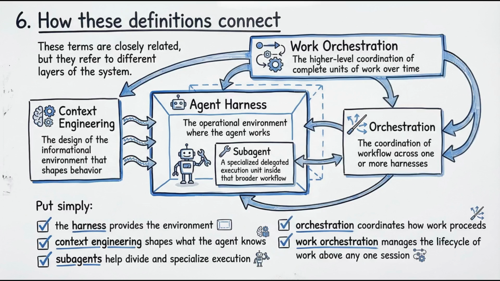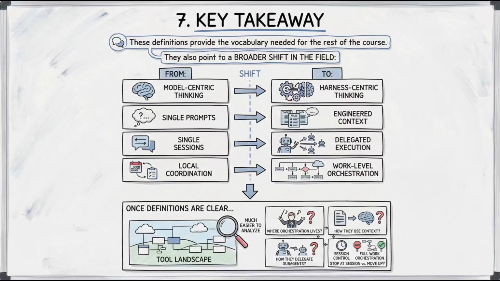To put it simply, the harness provides the environment. Context engineering shapes what the agent knows. Subagents divide and specialize the execution. Orchestration coordinates how the immediate work proceeds. And work orchestration manages the big picture lifecycle of the work. Let's bring all of this together with a key takeaway.